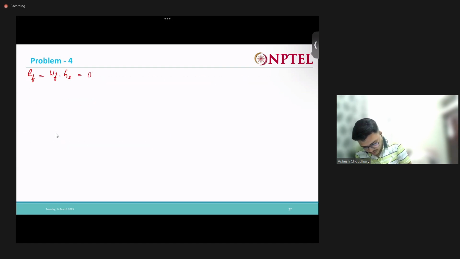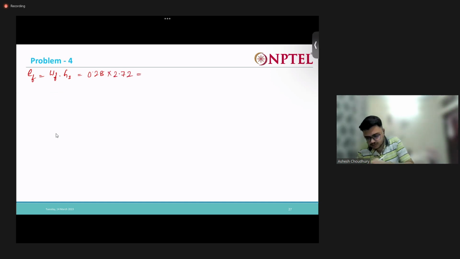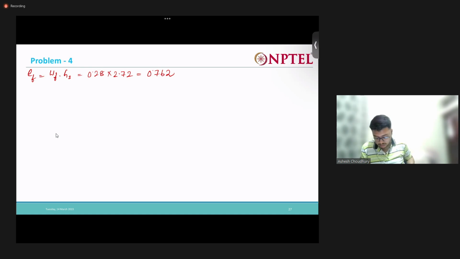So 0.28 into 2.72, how much is it coming? 0.28 into 2.72 came to 0.762. Okay. Now we know that delta H by H is nothing but delta e by 1 plus e naught. Okay, so if H is my initial height and e naught is my initial void ratio, I can write this.